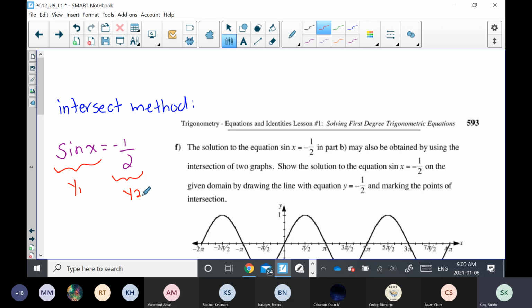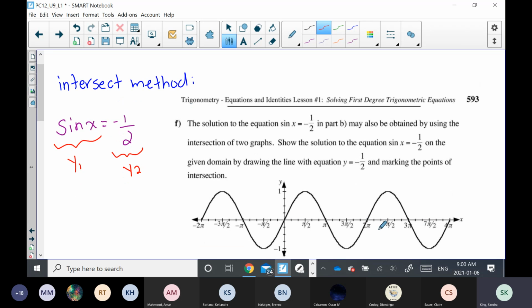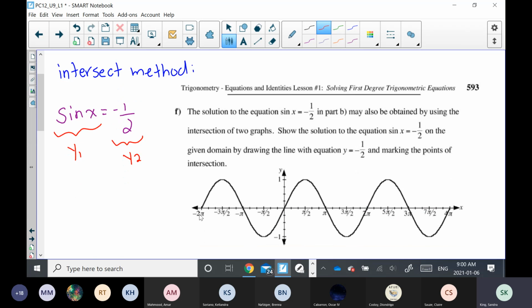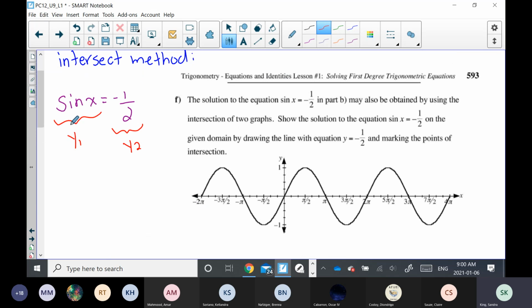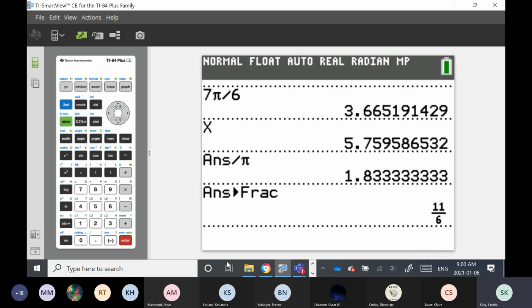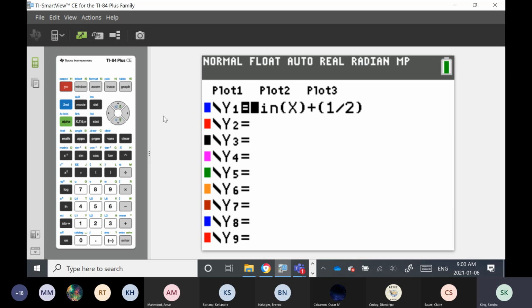What we're gonna do for our intersect method, let's not change our window, even though they've changed the window here. They're going to want the answer from 0 to 2 pi. So let's just type this into y1, this into y2, and let's see what we would get on our calculator. So go to y is equal to, let's clear this. Let's just type in the sine of x. And let's type in -1/2 in y2.